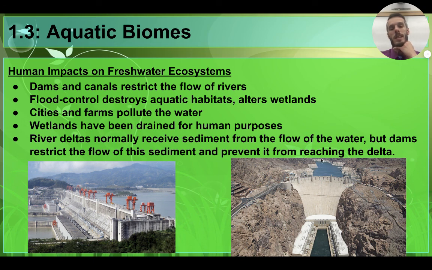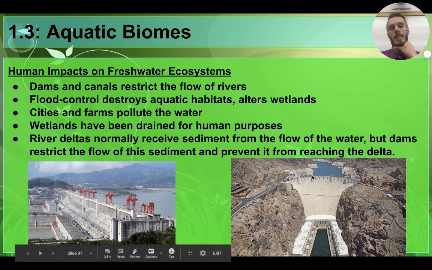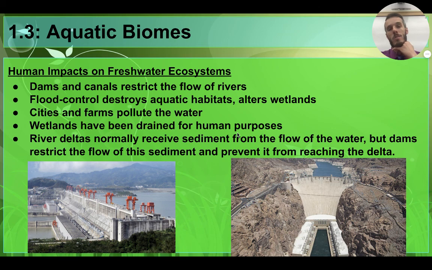Having this dam here will separate the habitat and possibly destroy it. Humans can alter wetlands by removing them. That's going to prevent their ability to reduce floods. Water pollution can damage ecosystems too by putting toxic stuff into the water. But not only that, also the fertilizers, which can lead to eutrophication. And then, again, the wetlands being drained for human purposes.